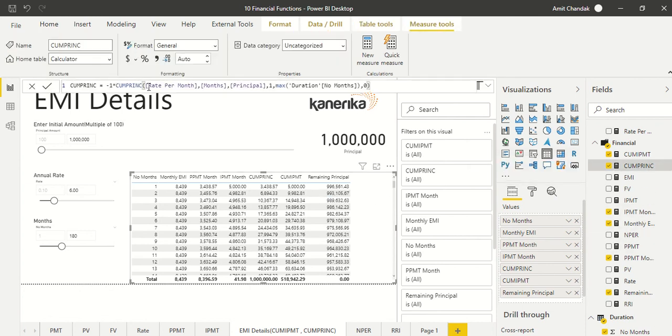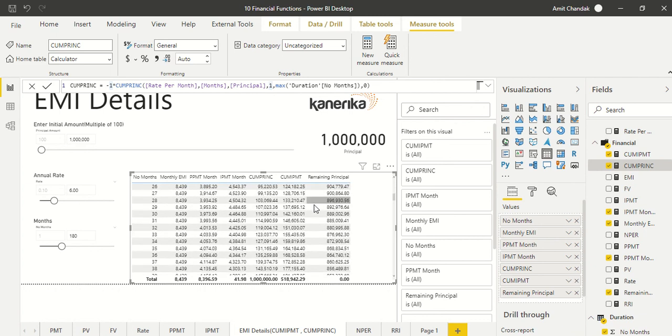So CUMPRINC takes the rate of interest, principal, months, and 1 is the value I am giving for the start period, and the max duration is the end period. So first to second, second to third, third to fourth. This is how we can calculate, but we are always calculating from the first month, because we want to accumulate from the first month till this month, what the principal is.